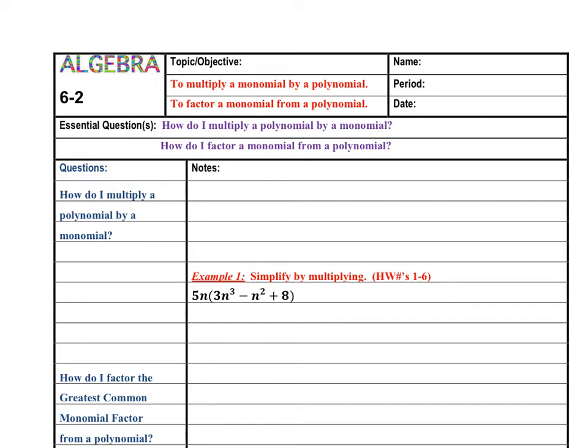We are starting with 6-2, multiplying monomials and factoring monomials. So first question, how do I multiply a polynomial by a monomial? How do I take a one-term thing, a monomial, and multiply it to a bunch of stuff? We are going to distribute, like we normally would, that one term, or the monomial, to every term inside the parentheses, like we always do with distributing.